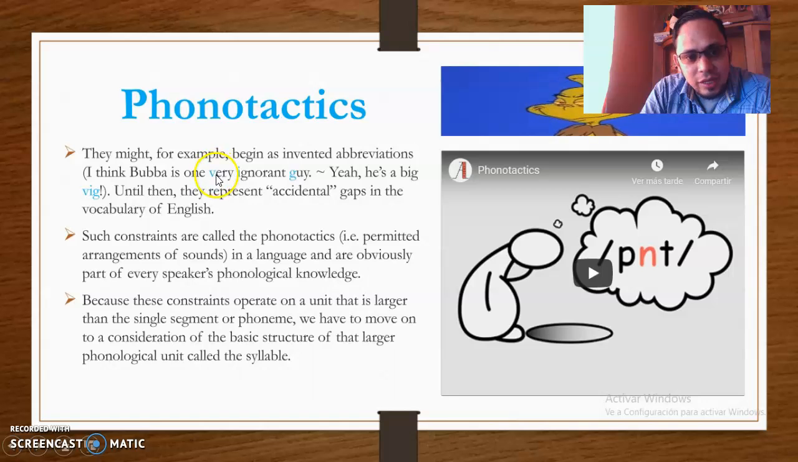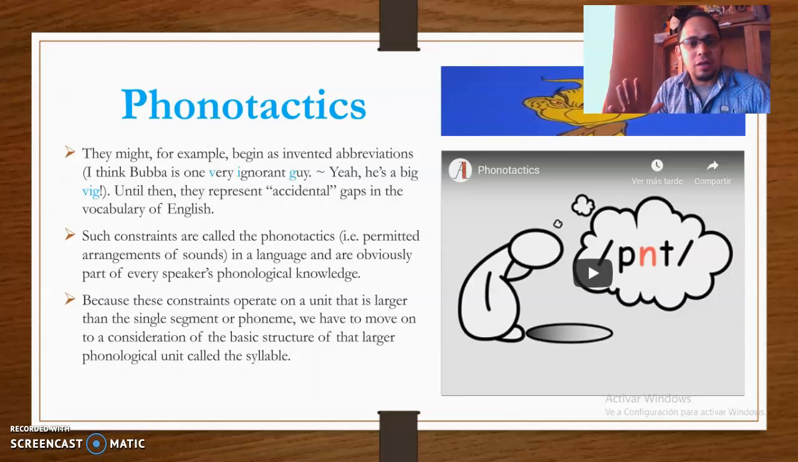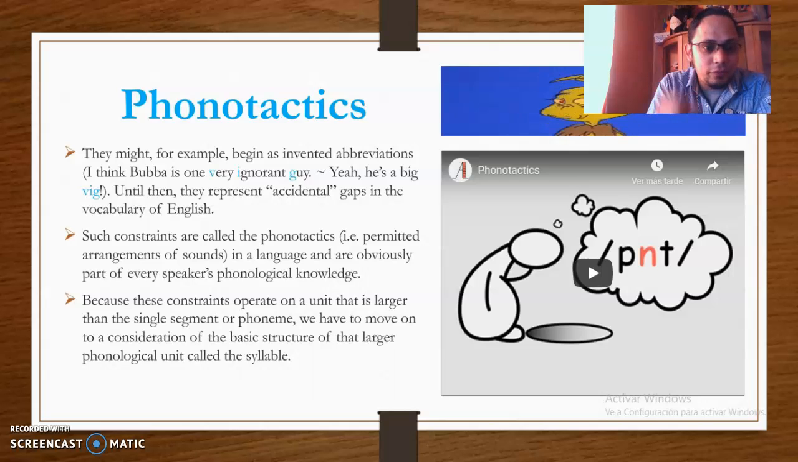And they give us, in a highlight, the initial letter for the words of this sentence. So very, the V, ignorant, I, and guy, G. Yeah, he is a big. Interesting, alright? It doesn't mean that it's a word, alright? But they are doing some contractions or summary in order to specify or confirm that Buba is a, you know what. Alright? It's gonna continue.